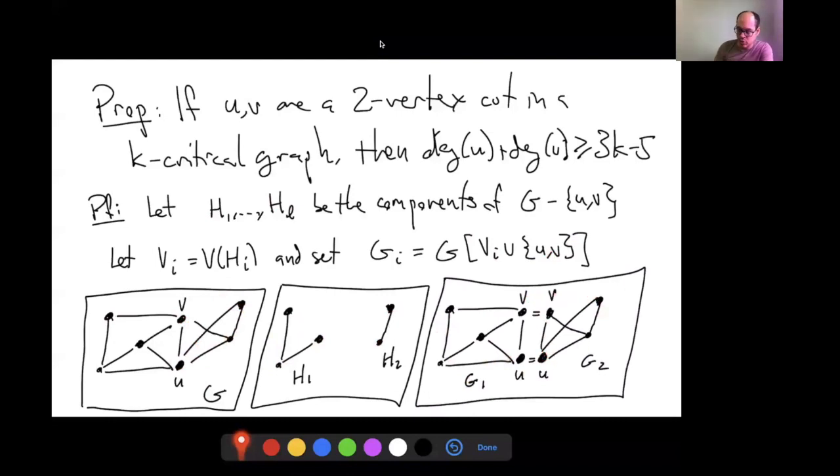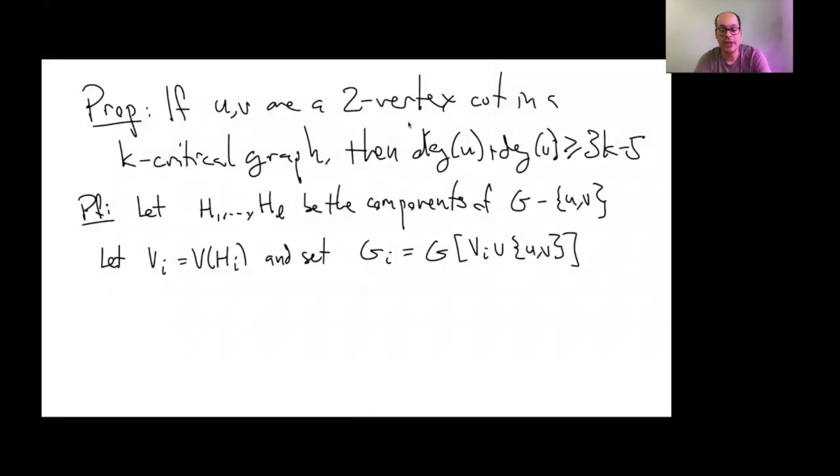So G1 and G2 are a couple of subgraphs of my original graph, which basically correspond to the pieces that you get when you remove u and v. These are kind of like the analogs of the blocks that you get when you remove cut vertices. So now that we've identified these subgraphs Gi of interest, let's examine how colorable they are.